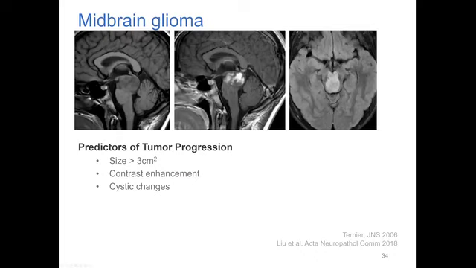The first one is the size. If you see a midbrain tumor larger than 3 square centimeters, using the cross-sectional area to measure the size, or if you see contrast enhancement, or you see a tumor with CSF change, these parameters might suggest the tumor has a higher chance to progress in the future. So you can put this in your report to remind the surgeon to pay attention to follow-up.